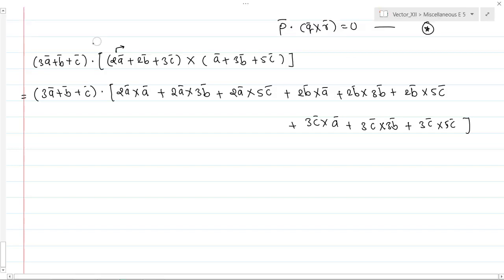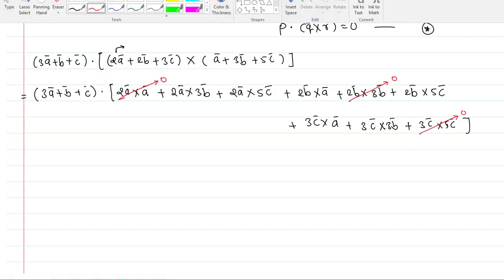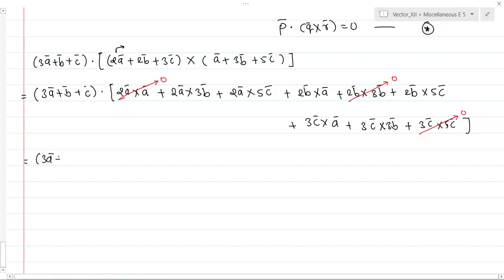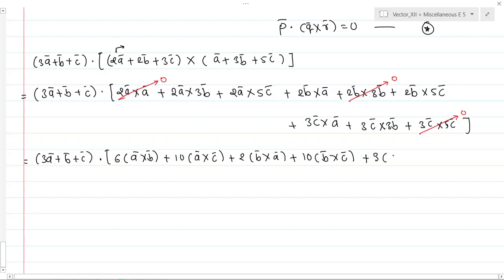So what can be cancelled out? As we know, the cross product of the same vector is equal to 0, so a cross a, b cross b, and finally c cross c are 0. What remains is 3a bar plus b bar plus c bar dot, taking the constants outside, 6 into a bar cross b bar plus 10 into a bar cross c bar plus 2 into b bar cross a bar plus 10 into b bar cross c bar plus 3 into c bar cross a bar plus 9 into c bar cross b bar. Okay, so this is what we have.